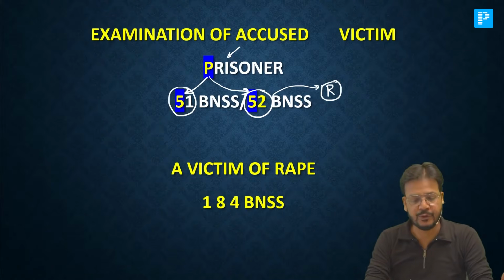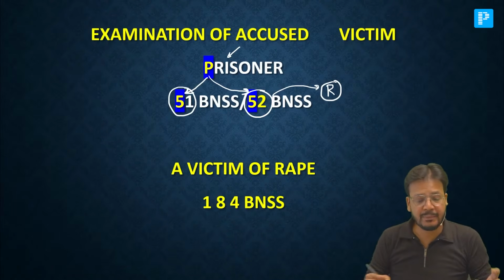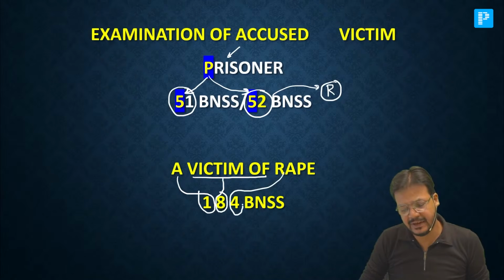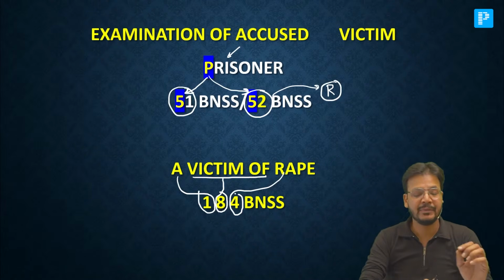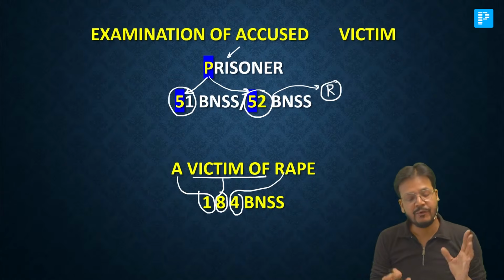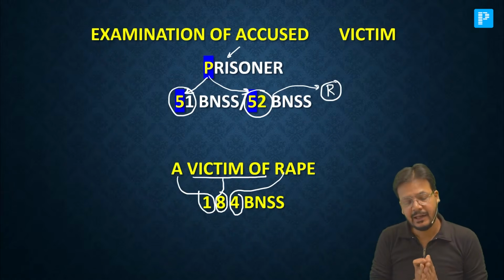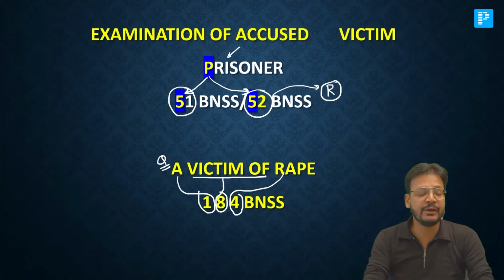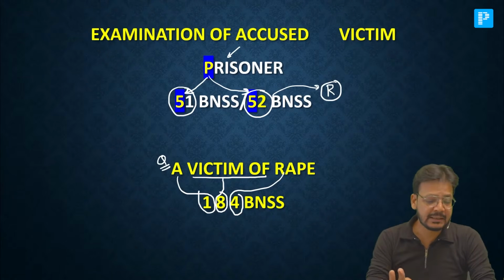That is 52. Examination of a victim of rape, how would you remember, beta? A victim of rape examination: A is 1 letter. Victim of is comprised of 8 letters, and rape has 4 letters. That's a very simple trick, a very easy trick I made. Examination of a victim of rape: A is 1 letter, victim of has 8 letters and rape has 4 letters. So examination of a victim of rape is 184 BNSS. These all BNSS are procedure.